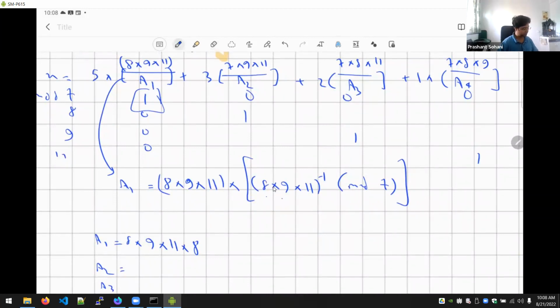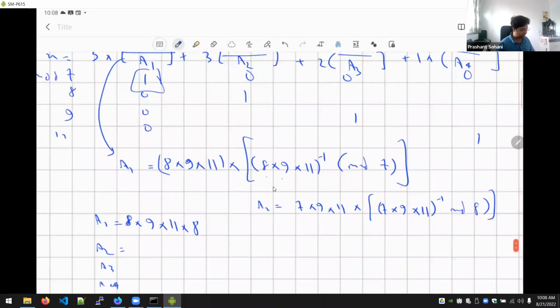Okay, let's just take a couple of minutes to do this actually. I mean, we know by theory it is going to match, but getting into the habit of doing the calculation is also important. So A2 will be 7 into 9 into 11 into the multiplicative inverse of all of those things modulo 8. So again, you can take the inverse term by term. Firstly, 7 can be replaced with -1, 9 can be replaced with 1, and 11 can be replaced with 3.